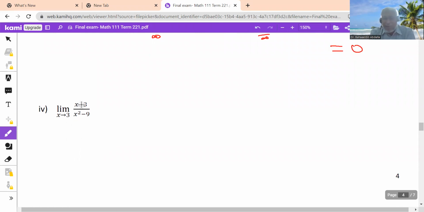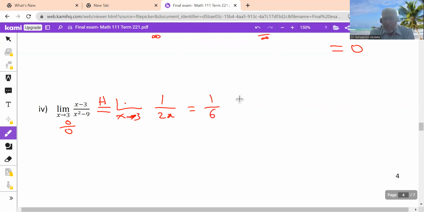If you replace x by 3, I have 0 over 9 minus 0 over 0. You can use L'Hopital's or you can use factoring as you wish. So I'll use L'Hopital's here. Derivative of x minus 3 is 1. Derivative of x squared is 2x. Replace x by 3, 1 over 6.